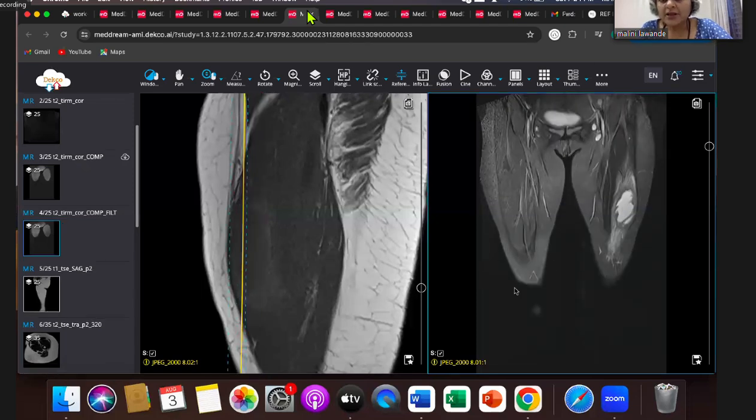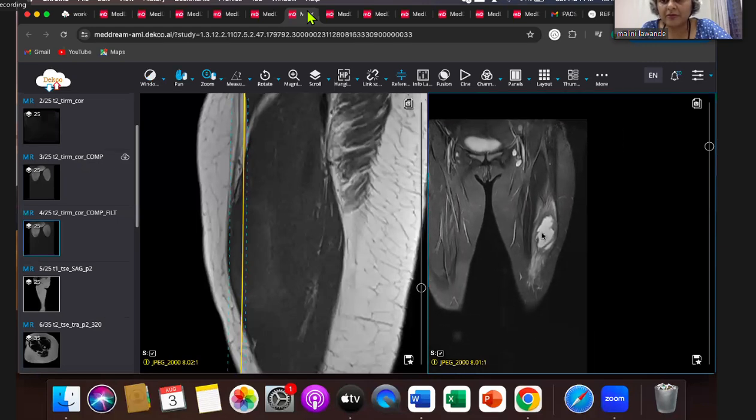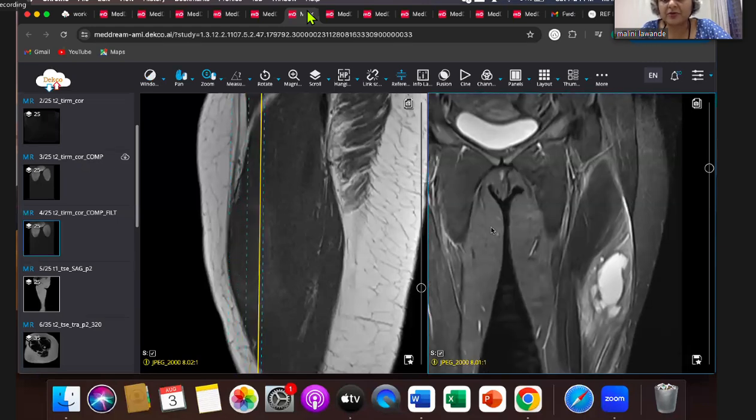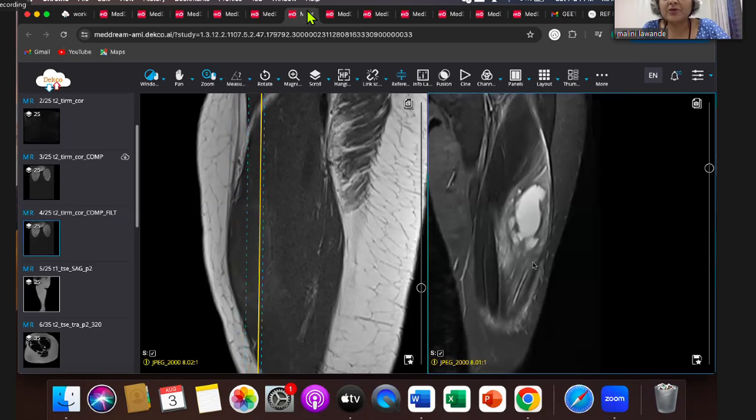So now what are we thinking? And before we look at more history, sometimes the history is only pain and swelling. Okay. The answers are abscess, hematoma, tuberculous infection, ruptured cysticercosis, intramuscular abscess, and hematoma. Yeah, I think we are on the right track.